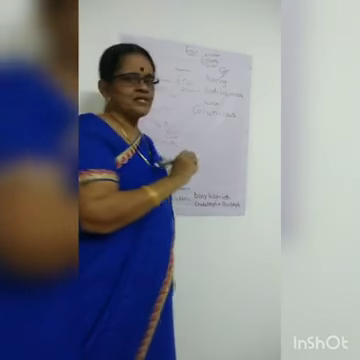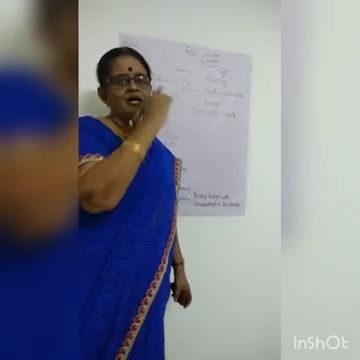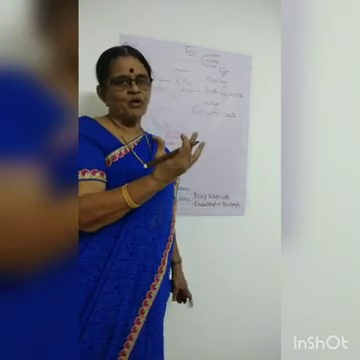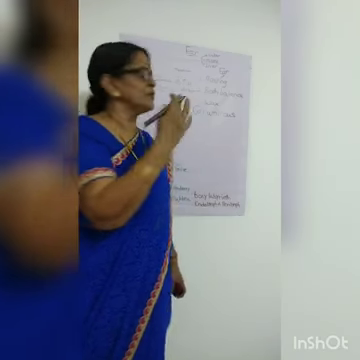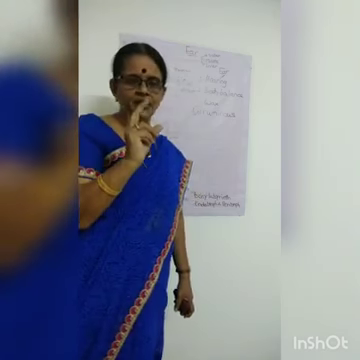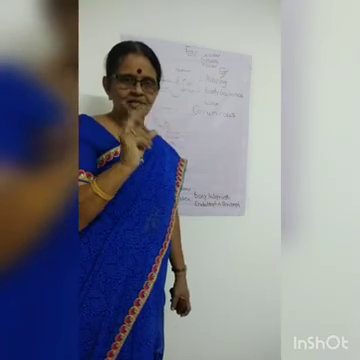Now what happens is the sound waves come and strike the eardrum, and a vibration is felt in the eardrum. So these are the three sections of the outer ear, or the external ear.